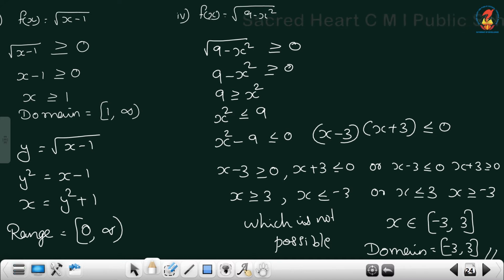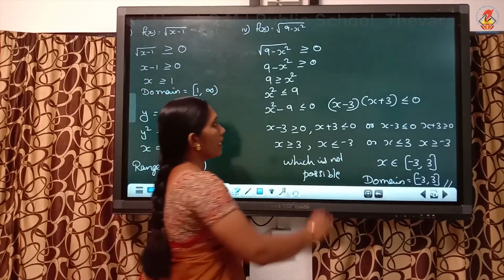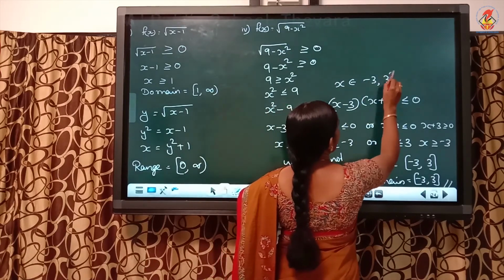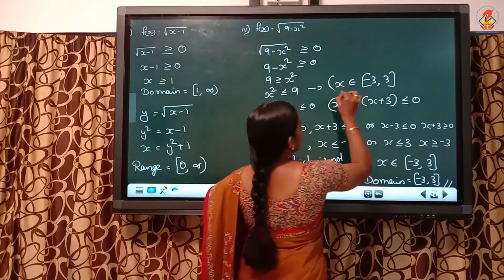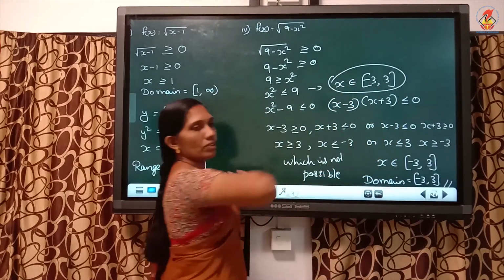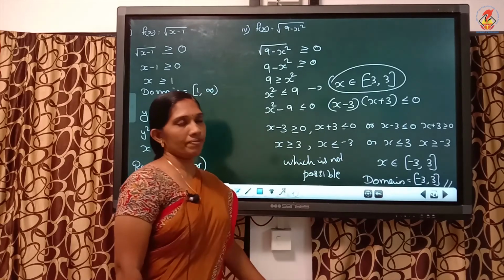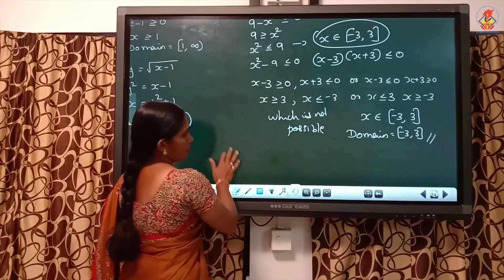Or children, if you get something like x square less than or equal to 9, you can write directly x belongs to minus 3, 3. Those who can do that, you do it that way. Otherwise, you have to do all these steps. Now we have to find the range.